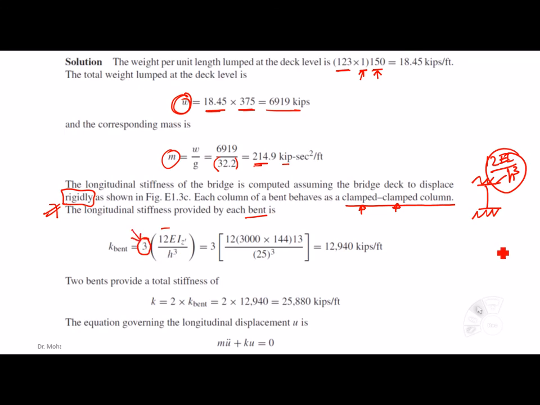For the circular cross sections, it is 12 EI over h to the power 3. We have 12 times E, given as 3,144 after the 12 by 12 conversion, times IZ, already given as 13, the inertia of the circular cross section, and then h to the power 3, which is 25 to the power 3. This gives us 12,940 kips per foot.